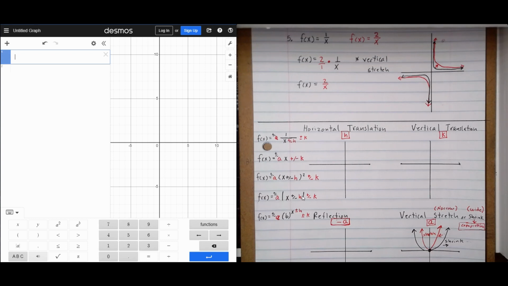So we did the quadratic, we did the linear, we did the rational. Let's take a look at the absolute value. So let's take an absolute value. I'm going to use the same number, 5, and put my absolute value.